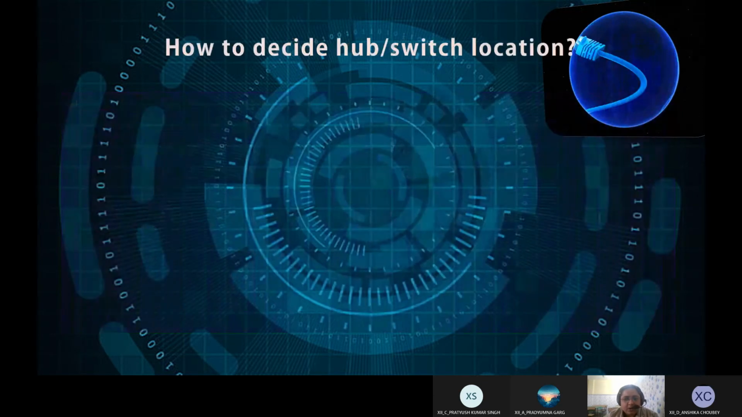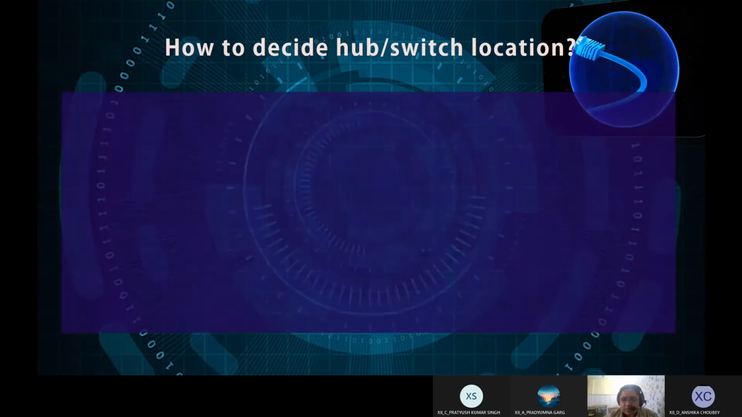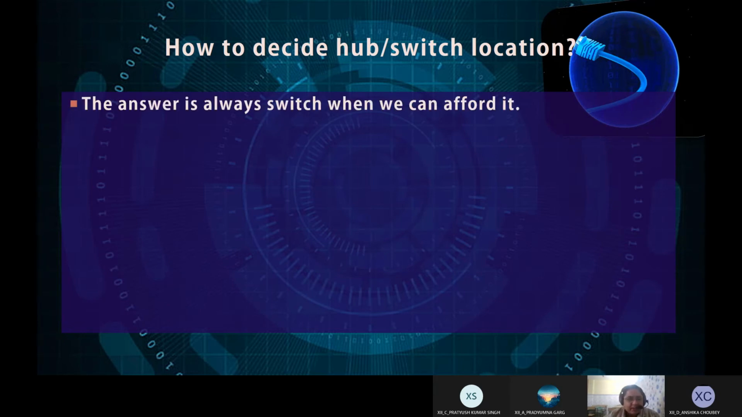How to decide hub or switch location. This is also very important. Now, normally hub and switch are devices which are installed where we have a number of computers together. So we need to connect all those computers, and for that we will require a hub or a switch. Hub is an obsolete device, so most people will opt for switch because it is economical also, and you can connect many devices, some 20 to 25 devices at a stretch, with a switch. So the answer is always switch when we can afford it.